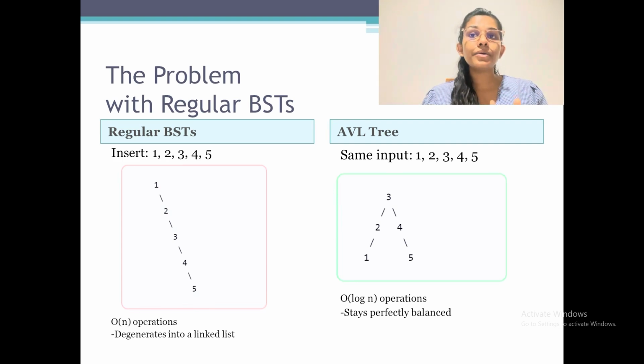The key property of an AVL tree is this. For every node in the tree, the heights of its left and right subtrees can differ by at most 1. This is a strict constraint, and it's what makes AVL trees so efficient.